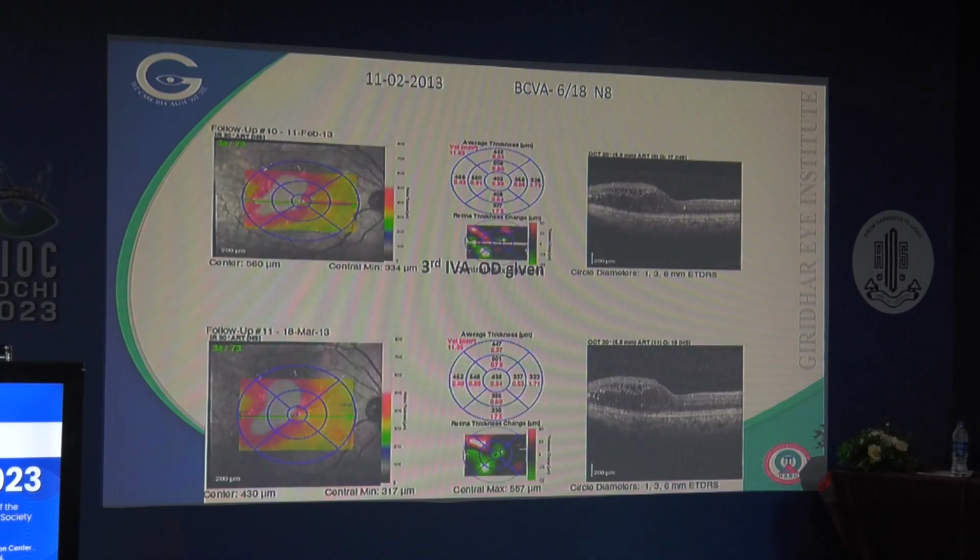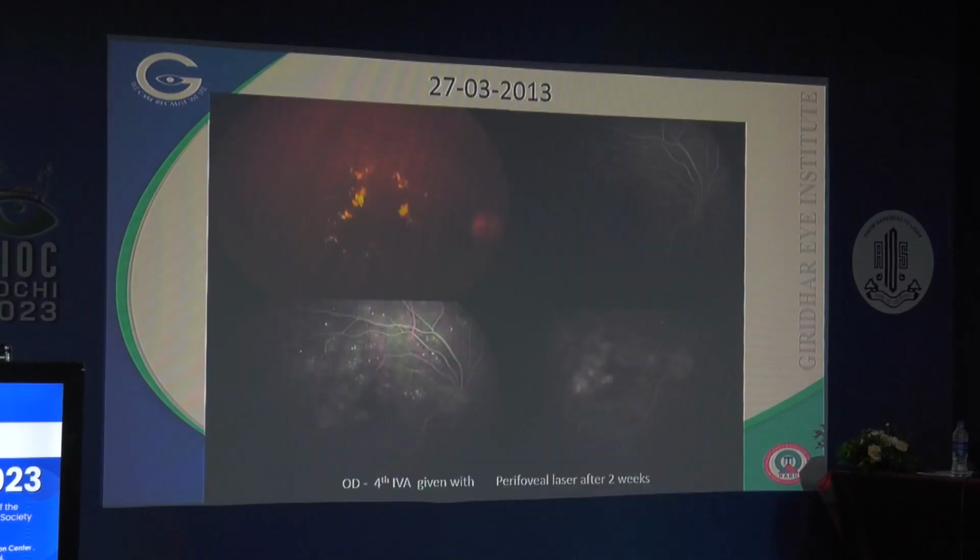Now this is very, very important. These patients have to be treated intensively, and once you do that, in many of these cases, you do see significant improvement and stabilization of vision, and also stabilization of the diabetic macular edema.